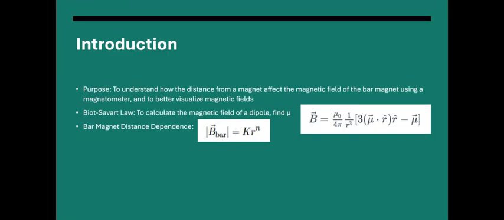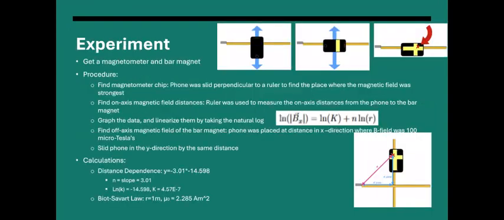In this lab, we were trying to understand how the distance from a magnet affected the magnetic field of a bar magnet using a magnetometer, and to better visualize the magnetic fields. We used the Biot-Savart law of our lab to calculate the magnetic field of a dipole and to find mu, which is that law to the right, and we used the bar magnet distance dependence equation, which is also to the right. So for this experiment, we had to get a magnetometer and a bar magnet.